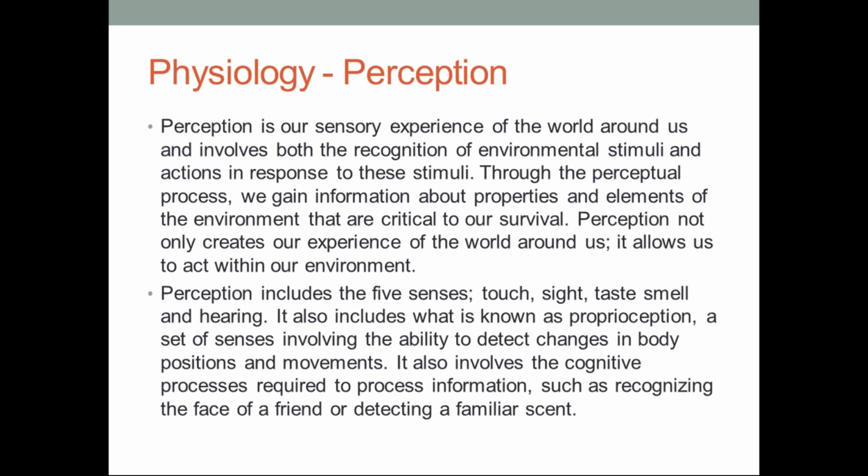Through the perceptual process, we gain information about properties and elements of the environment that are critical to our survival. Perception not only creates our experience of the world around us, it allows us to act within our environment. Perception includes the five senses: touch, sight, taste, smell, and hearing. It also includes what is known as proprioception, a set of senses involving the ability to detect changes in body positions and movements. It also involves the cognitive processes required to process information, such as recognizing the face of a friend or detecting a familiar scent.